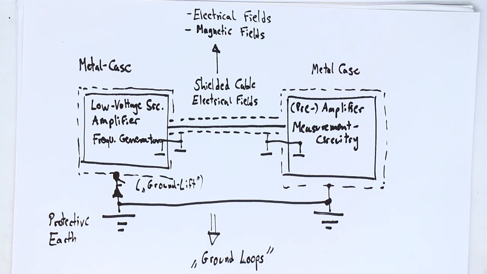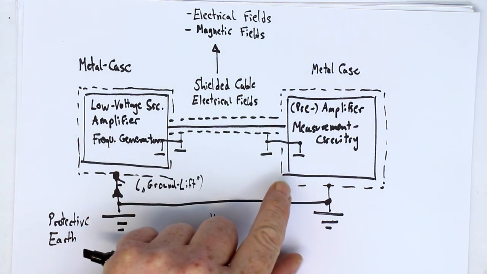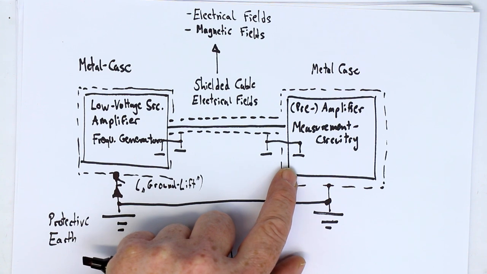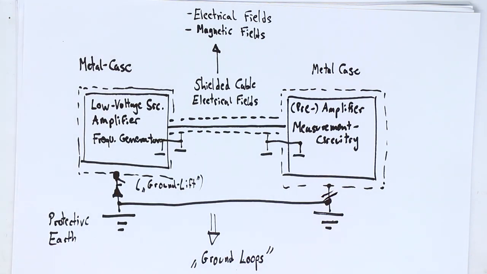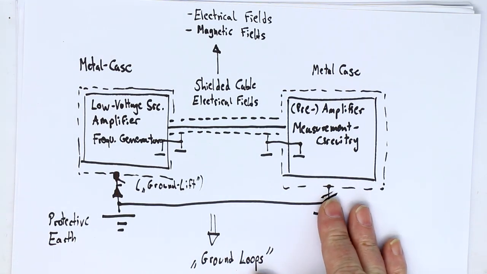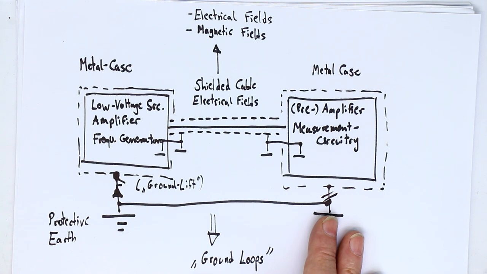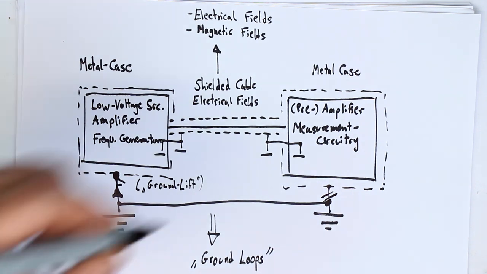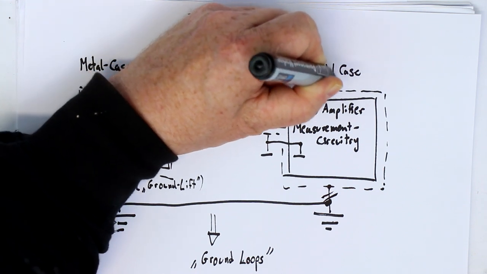So how to avoid it? Well, if you have battery powered equipment, then you can have a metal case and you have of course then no connection to protective earth, so your ground loop is gone. But it's not always possible to use battery powered devices. So the second best thing would be changing to a plastic case.